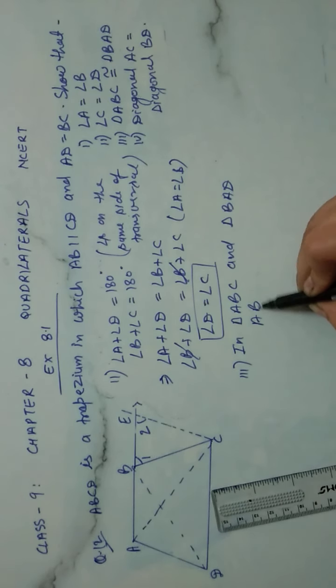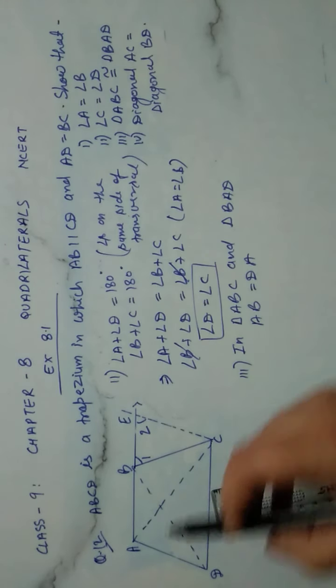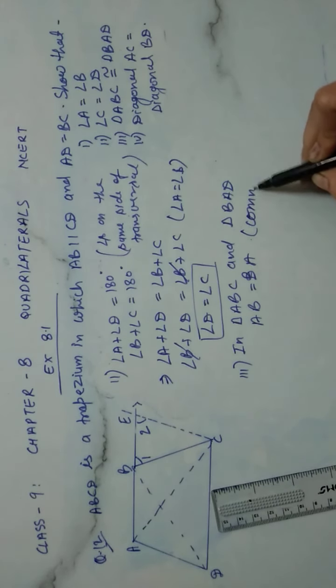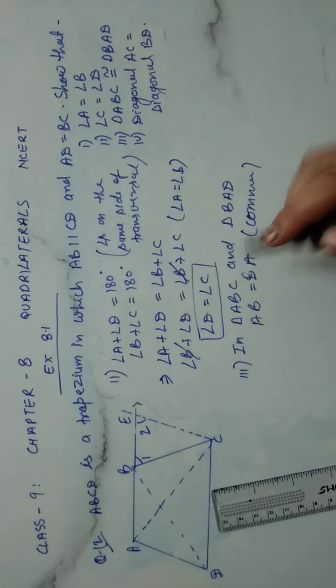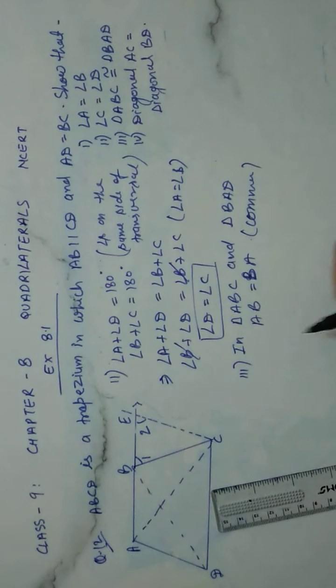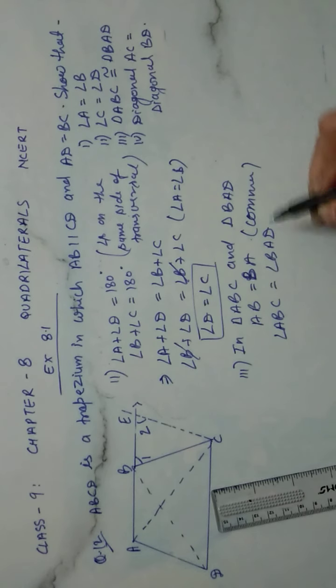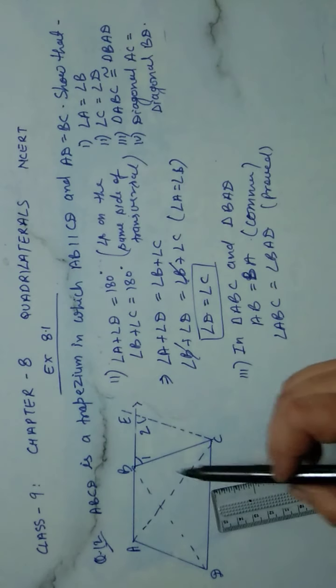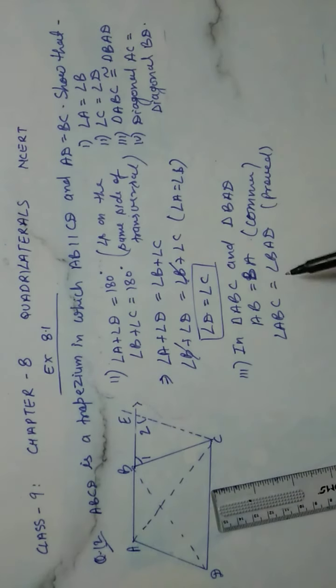We know that AB is equal to BA. Why? It is common in both. Sorry, it is BA. It is common, BA is equal to AB, that is in both. Next we have angle ABC is equal to angle BAD. We have proved it just now. And the third thing we have is BC is equal to AD. This is given to us. BC is equal to AD is given.